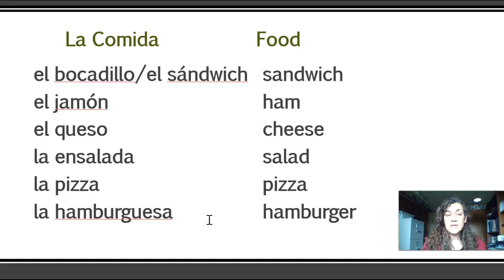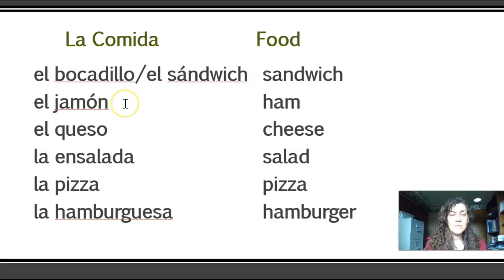Here are some foods that are commonly eaten for lunch. So we have el bocadillo, a word for sandwich. And sometimes in some places they also say el sandwich. El bocadillo or el sandwich means sandwich. El jamón is ham. So remember that J is going to sound like an H. Okay? El jamón.